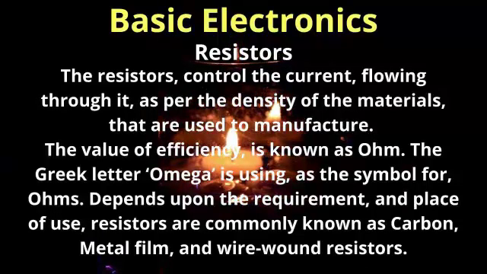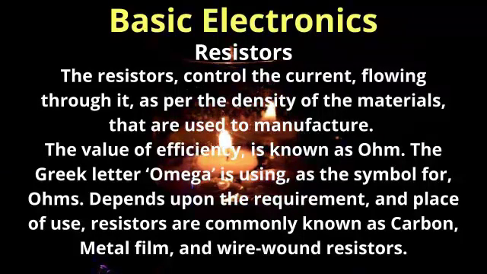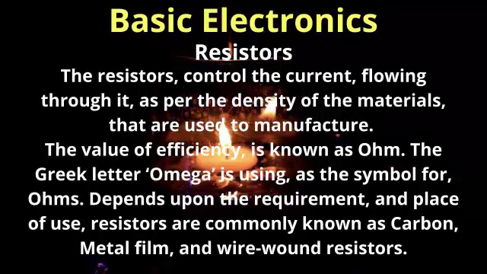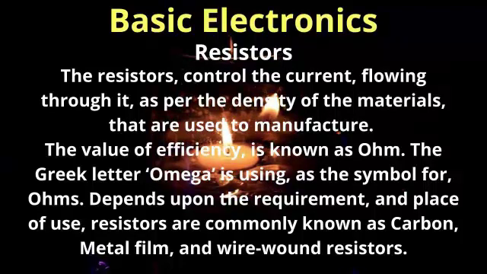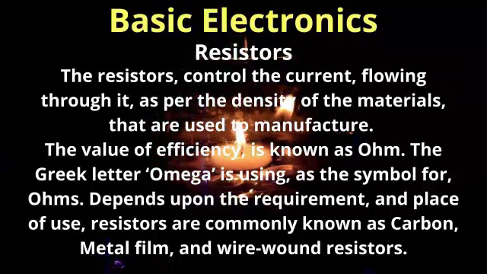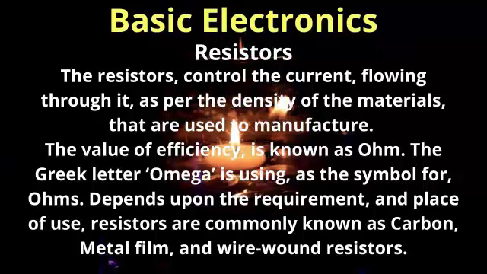The resistors control the current flowing through them as per the density of the materials that are used to manufacture them. The value of efficiency is known as ohm. The Greek letter omega is used as the symbol for ohms. Depending upon the requirement and place of use, resistors are commonly known as carbon, metal film, and wire wound resistors.